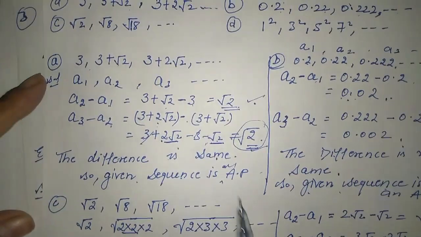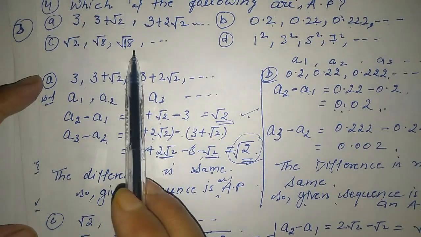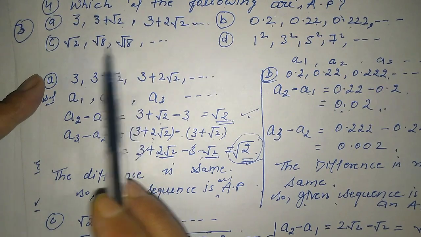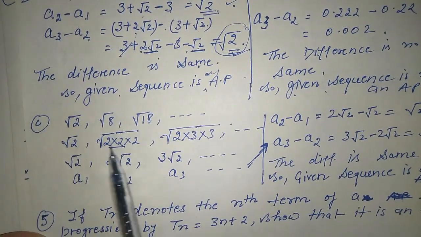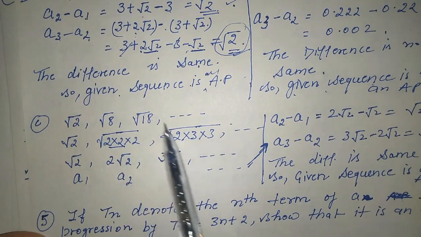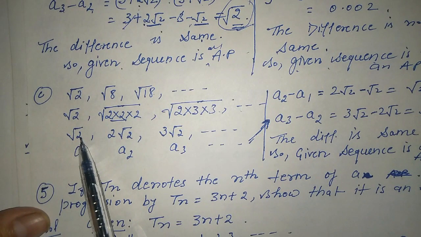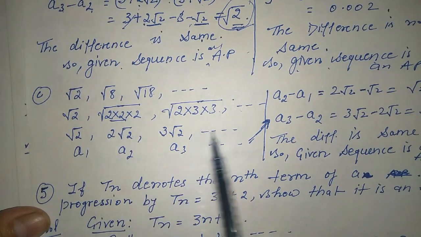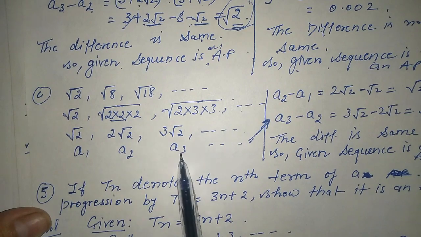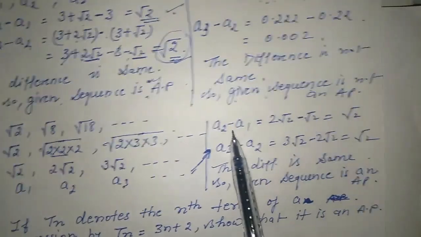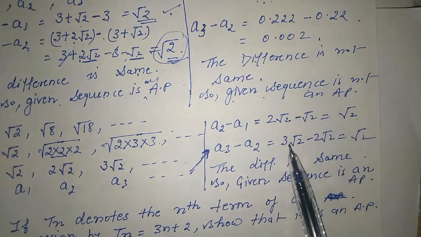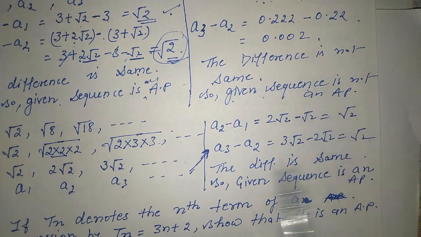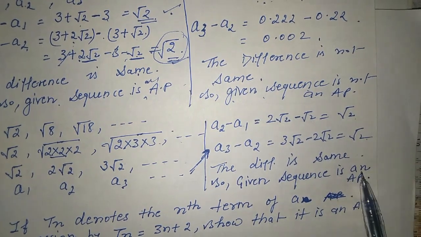Similarly, we can do the third part. Third part is given root 2, root 8 and root 18. So first we will solve these roots. We have to simplify the surds here. Root 2, root 8, root 18. We can write 8 as 2 into 2 into 2, and 18 as 2 into 3 into 3. So here is root 2. This becomes 2 root 2, 3 root 2 and so on. So this is A1, A2, A3. Similarly, we will find the difference between 2 successive numbers. A2 minus A1, 2 root 2 minus root 2, it becomes root 2. A3 minus A2, 3 root 2 minus 2 root 2, it becomes root 2. So the difference is same. So the given sequence is also an AP.